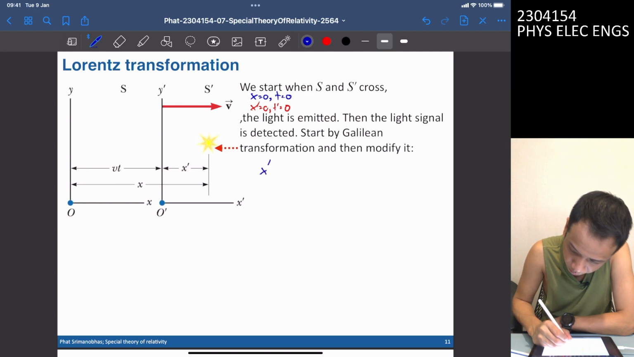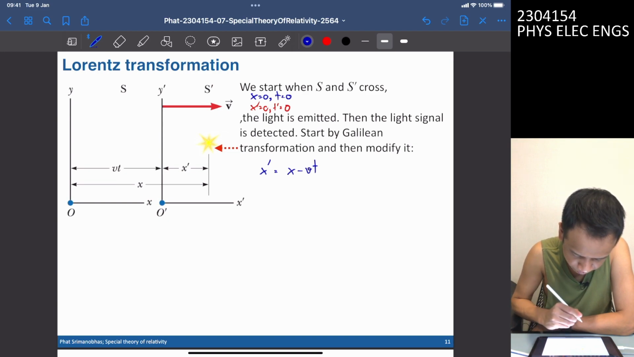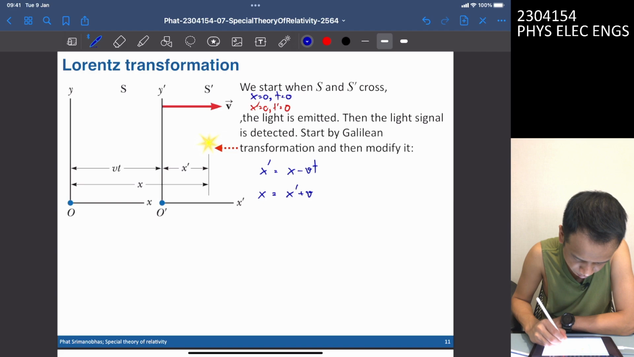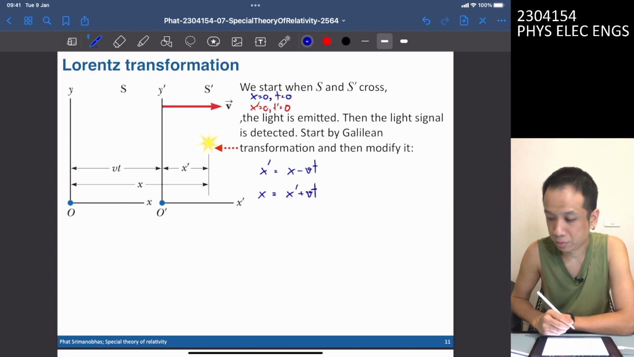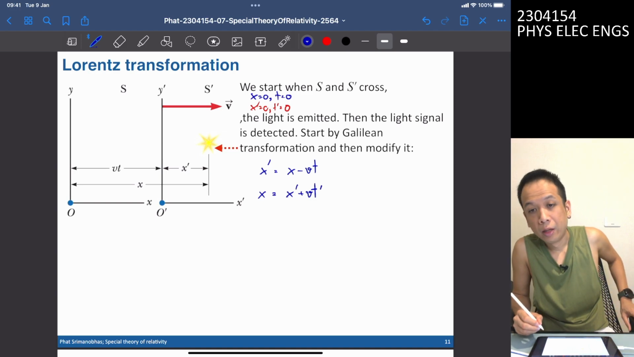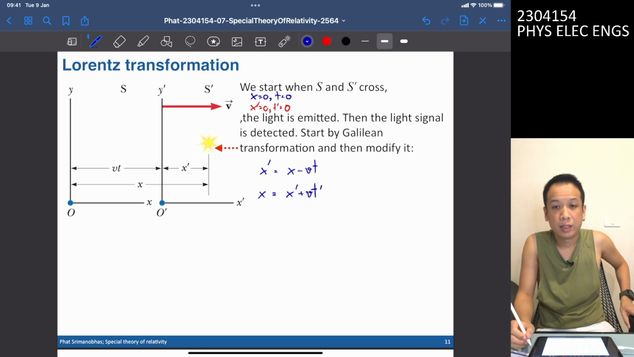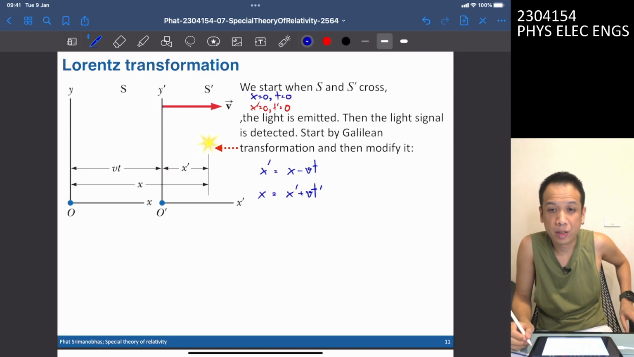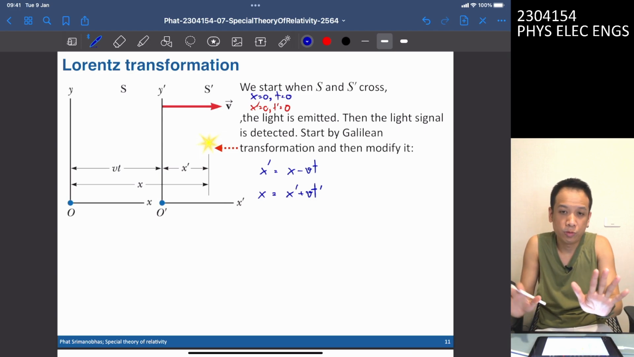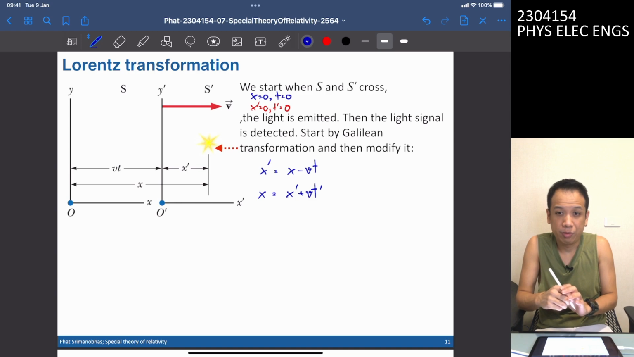X prime equals x minus vt. And if you would like to say, x equals x prime plus vt. And t prime. Okay, so in these transformations, the time is different. It's beyond the classical model, where the time in the two frames is the same. Each observer has their own clock, and the clocks will not measure the same rate of the tick.